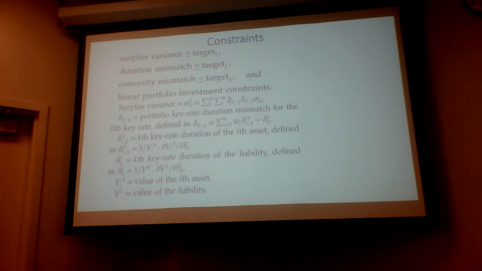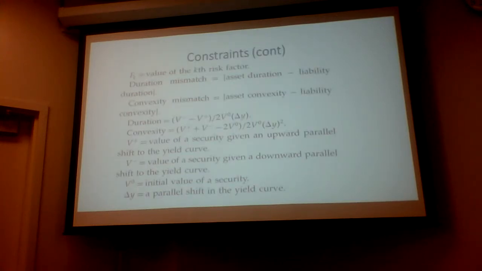The surplus variance is calculated based on a multi-factor risk framework rather than a cross-product of variances of individual asset returns and their correlations. The duration and convexity mismatches are the absolute values of the differences between the effective durations and convexities of the assets and liabilities in the portfolio, respectively. Beneath the constraints, you can see the breakdown of the formulas for how the surplus variances, duration mismatches, and convexity mismatches are calculated.